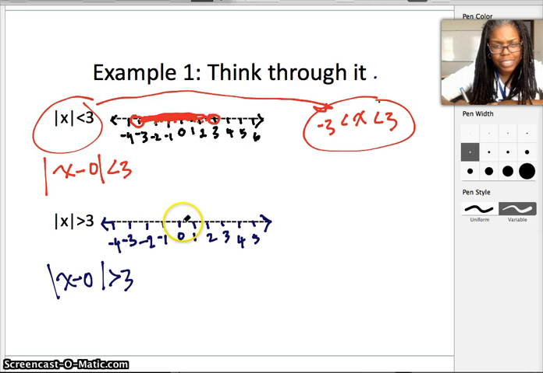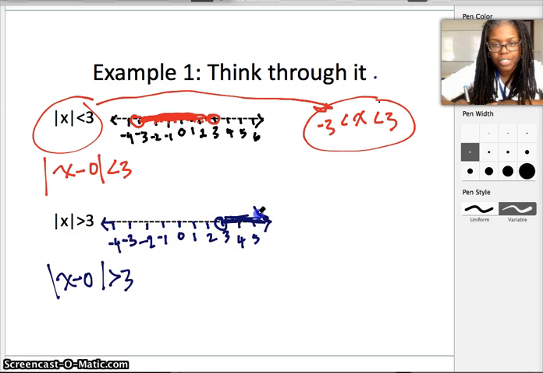What values work? Well, 0 doesn't work because that distance from 0 is not greater than 3. If I put 0 in here, the absolute value of 0 is not greater than 3. If I continue to go out here, I'd see that all of the answers that I'm looking for have to be beyond 3, right? Because if I put 3.1 in here, the absolute value of 3.1 is greater than 3, yay! So I've got it.